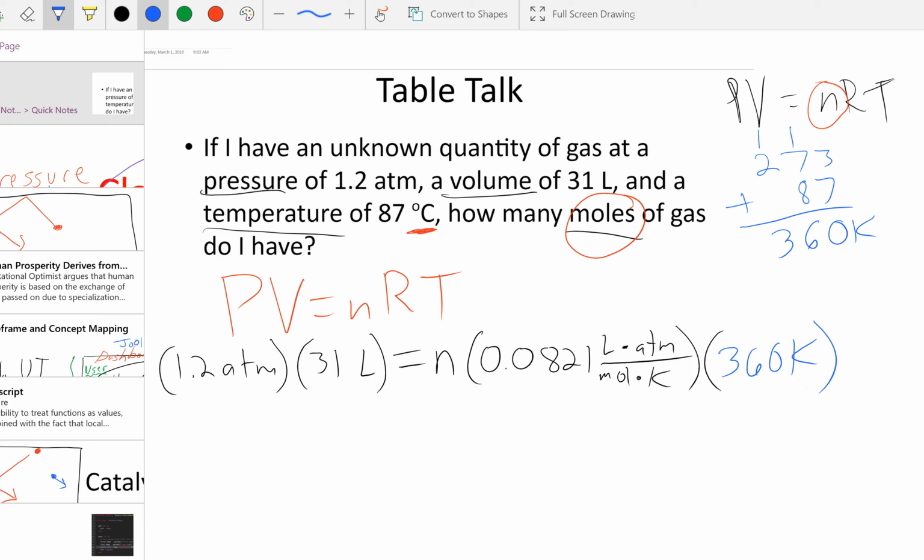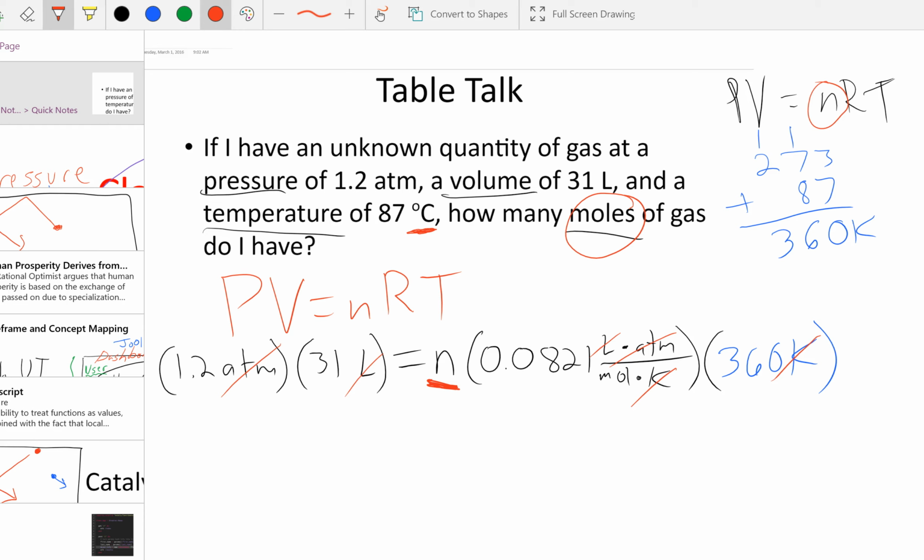Now, a lot of people are asking, why do I have all of these units for the gas constant right here? Well, let's check this out. If I have Kelvin on the bottom and Kelvin on top here, Kelvin cross out. Which means I now only have three units to deal with. Liters, which are on the left and the right side, cross them out. ATM, which are on the left and the right side, cross them out. And now I'm left with only moles. And what am I actually trying to solve for here? Moles, exactly. This is why these units help us remember what we're doing.